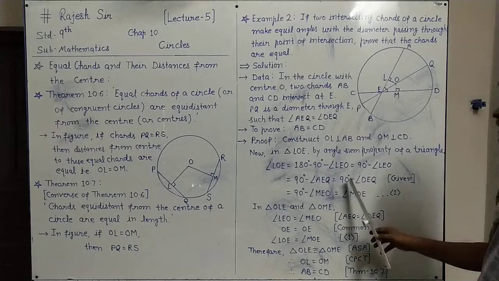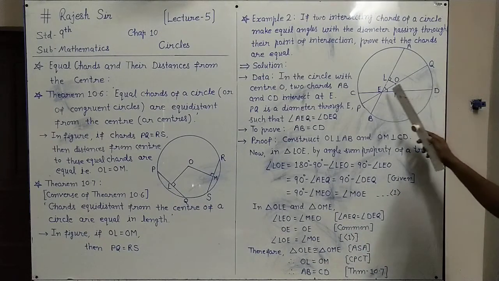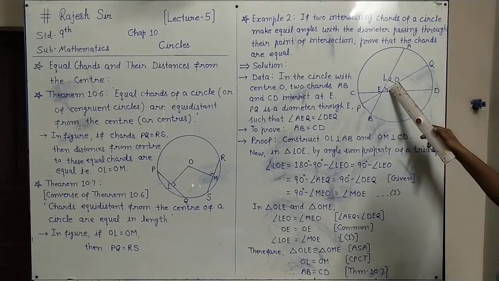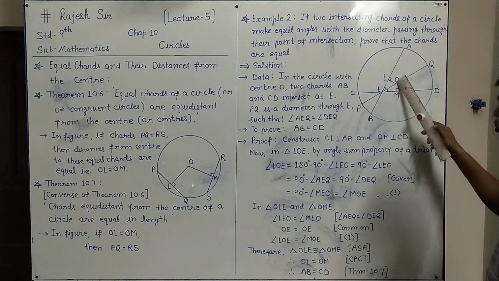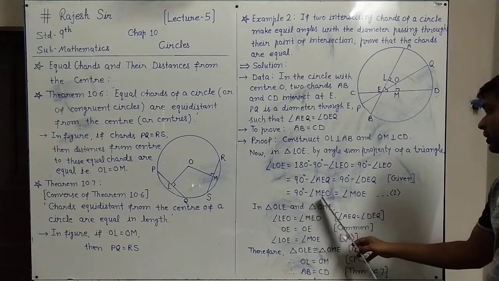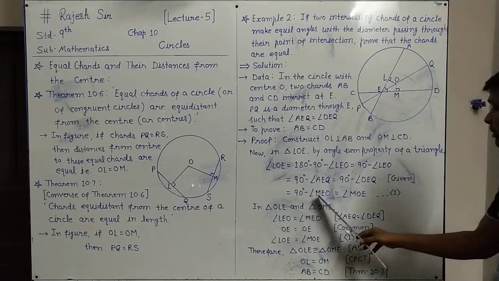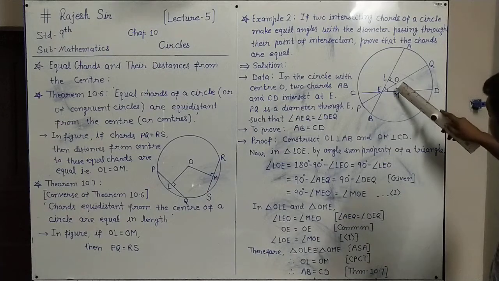Now again, 90 degrees minus this DEQ. You see in the figure, angle DEQ means this angle. Geometrically this angle can also be written as angle MEO, so in place of DEQ we have written angle MEO. Now this angle MEO is subtracted from 90, 90 minus MEO.